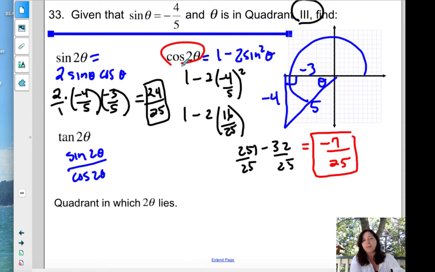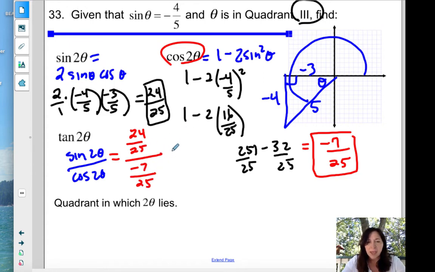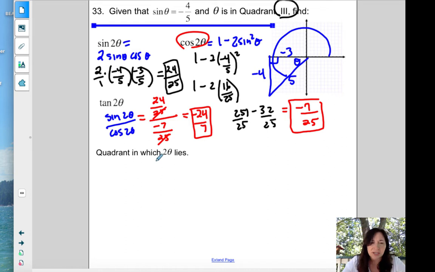Now, we have 3 formulas for that. You can use any of them. So this is just the one I like to use. Now, for tangent of 2 theta, I'm going to take that sine over cosine. So realistically, what I have is 24 over 25 divided by -7 over 25. And my 25s will cancel out when I multiply by the reciprocal, so I end up getting -24 over 7. And that's tangent.